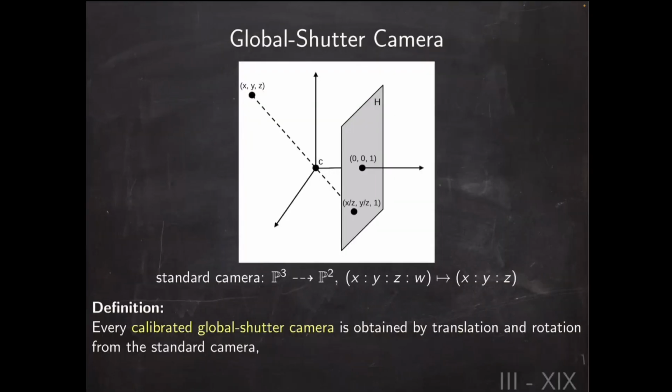Now, you can take as a definition that the so-called calibrated global shutter camera is a camera which is obtained by translation and rotation from the standard one. This definition is really the standard choice of camera model in almost all 3D reconstruction applications that are successfully used in practice today. They would always assume that a camera looks like in the picture, but then you're allowed to translate and rotate the camera, and it would also translate this plane H with it.